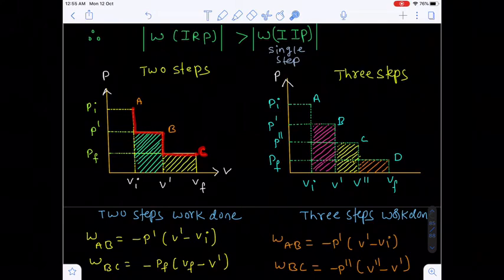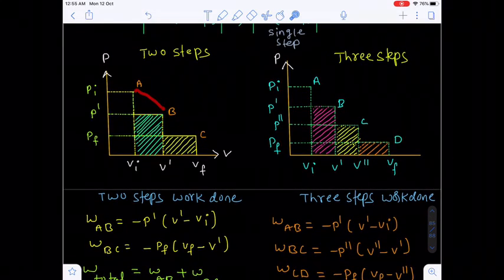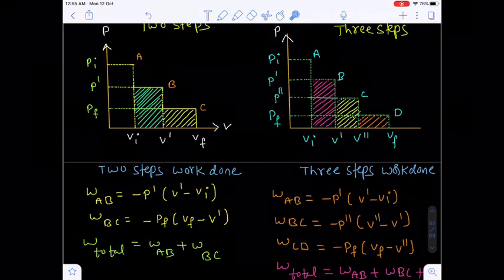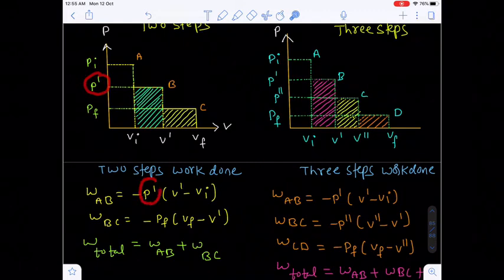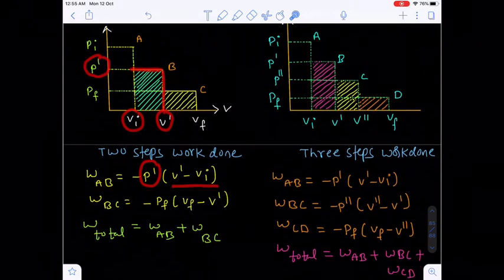So here 2 steps. In each step we have to calculate the work done. The first step will be A to B. In A to B, what will be the P external? That will be the final pressure. What will be the final pressure? That will be P dash. Okay, and this is the final pressure P dash. And what will be the final volume? V dash minus initial volume Vi. Are you getting my point?